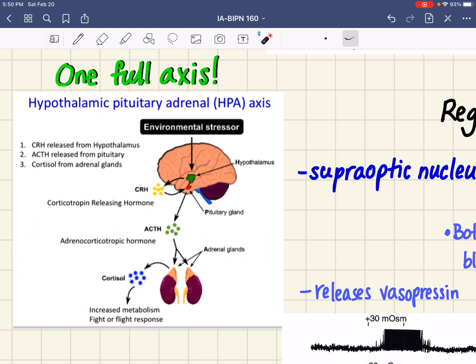And cortisol is the stress hormone, or stress molecule, and it is released because of environmental stress or just internal stress. Okay, so I definitely recommend going over that and memorizing that axis.